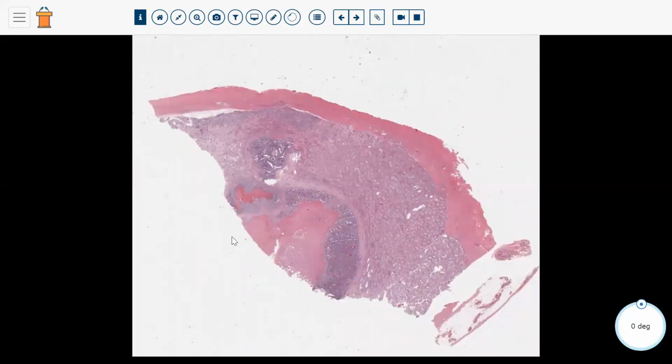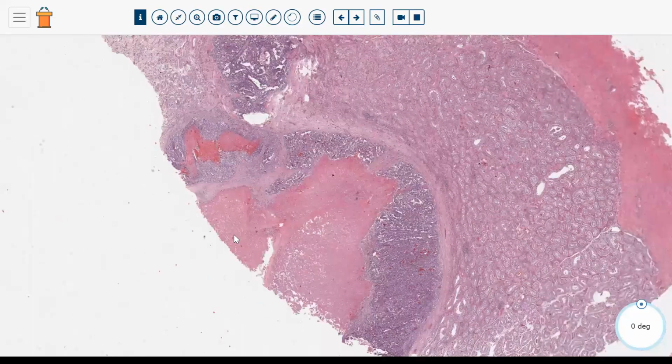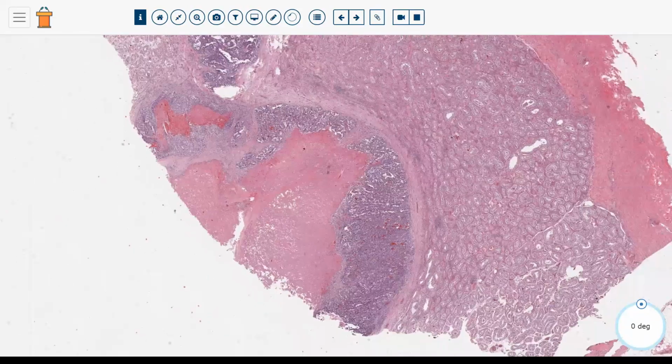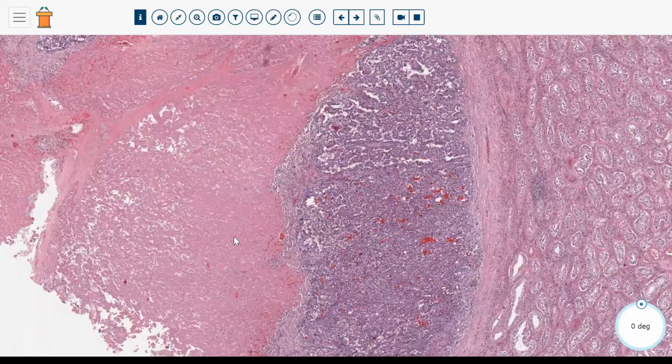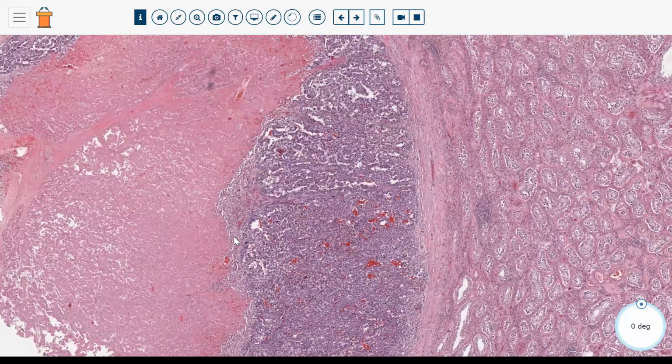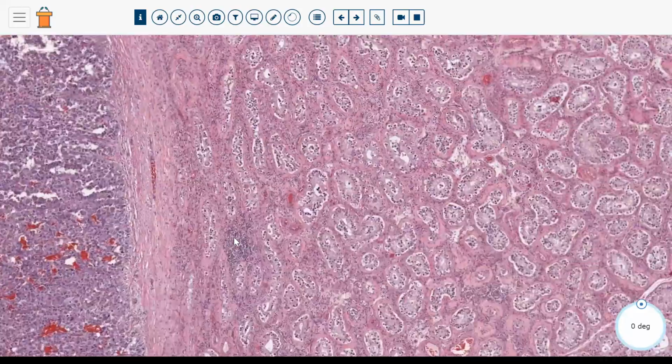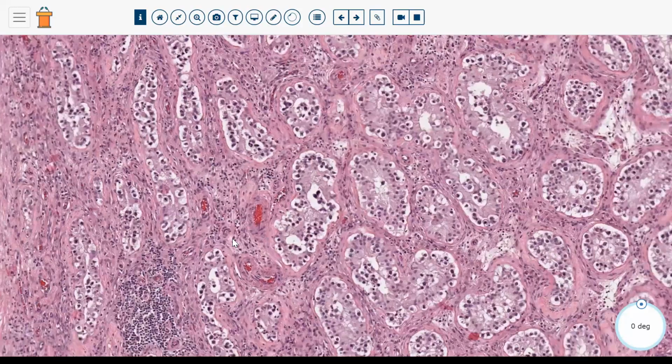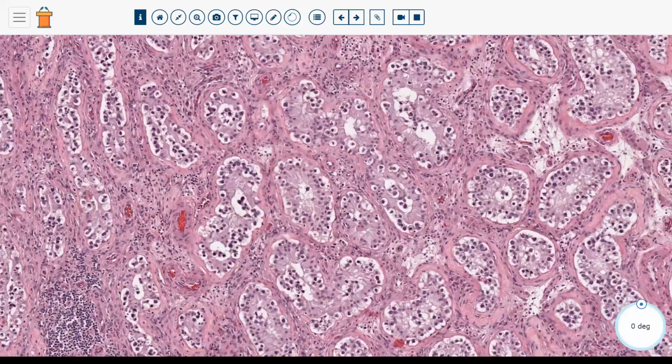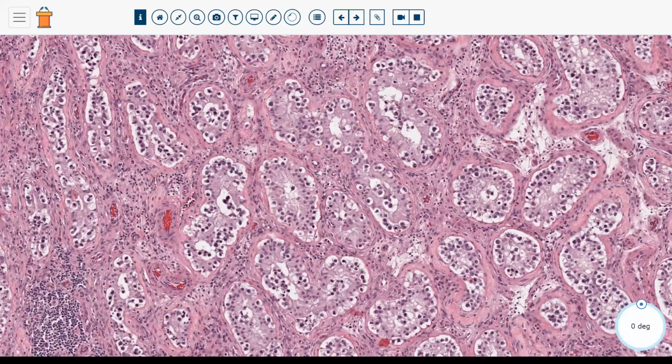So let's move on to the next case. Here's another testicular mass. And if we zoom in here, you can see this area with substantial necrosis and a cellular tumor adjacent to it. Before we look too much at that tumor, I would just like to point out the germ cell neoplasia in situ in the adjacent testicular parenchyma.